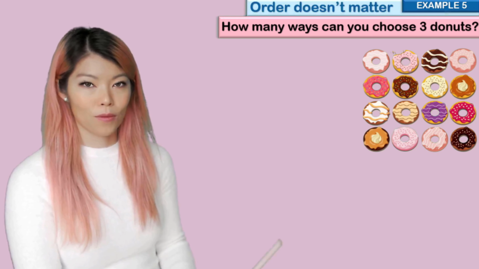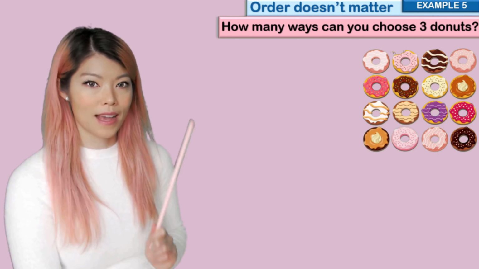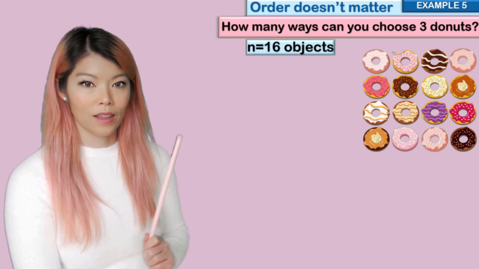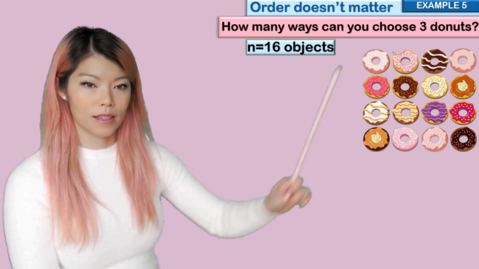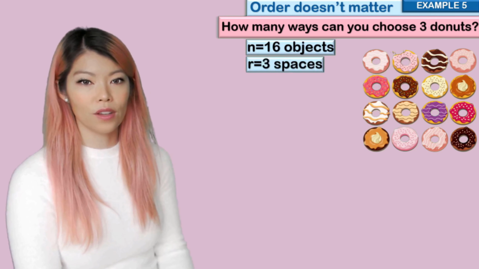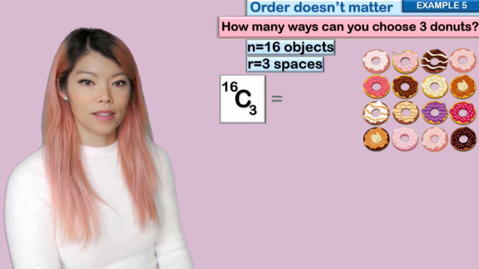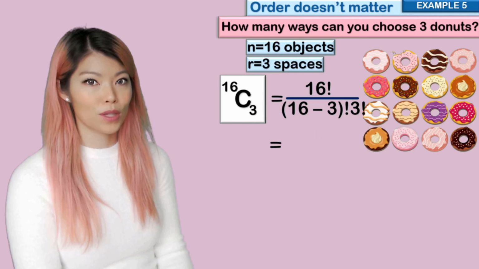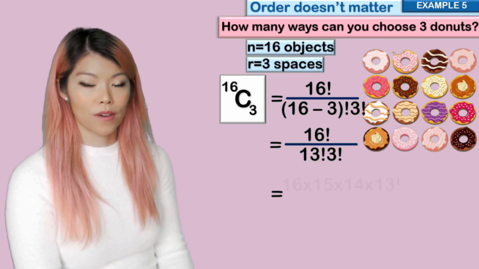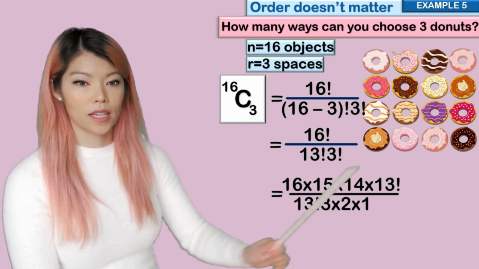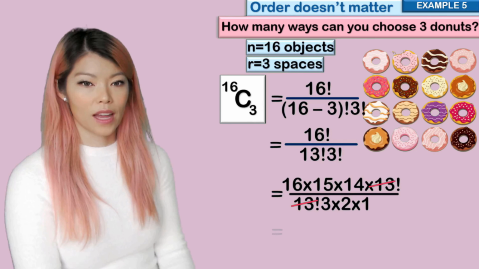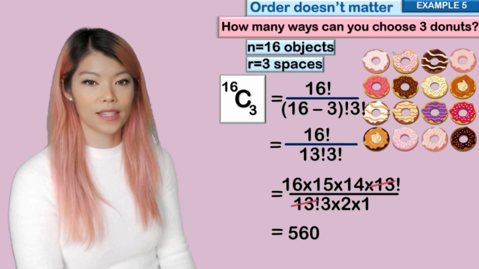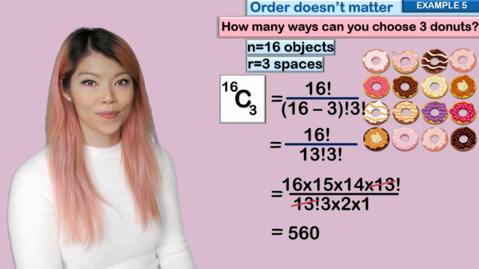Again, it doesn't matter what the order is, so we're doing nCr, not nPr. So n is 16, there's 16 objects, and we're choosing 3, so r is 3. So 16C3, we have 16 factorial over 16 minus 3 factorial times 3 factorial, which simplifies to be 6, the 13 can cancel, and now putting that in the calculator, we have 560 different combinations.